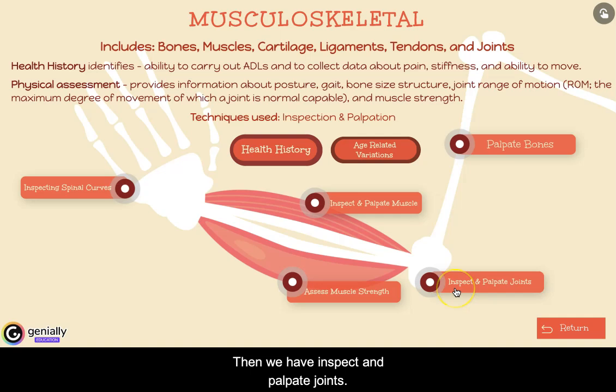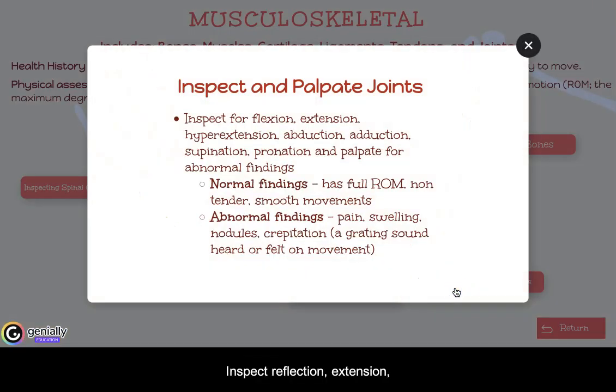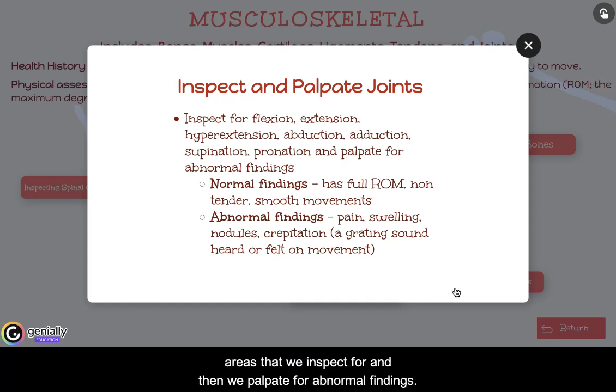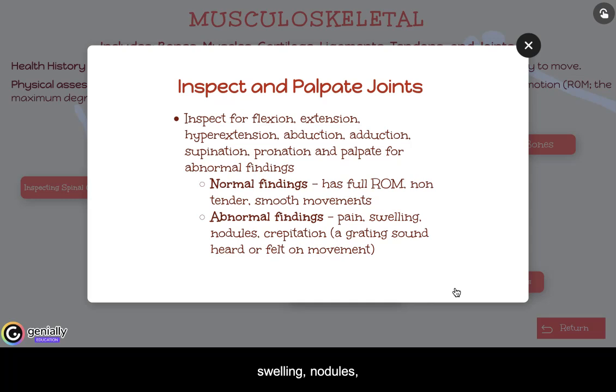Then we have inspect and palpate joints. Inspect for flexion, extension, hyperextension, abduction, adduction, supination. These are different areas that we inspect for. And then we palpate for abnormal findings. Normal findings mean with the joints they have full range of motion. It doesn't hurt. It's non-tender in the joint areas. And then the movements are smooth. Abnormal findings will show pain, swelling, nodules, crepitation, a grating sound heard or felt when they move their joints.